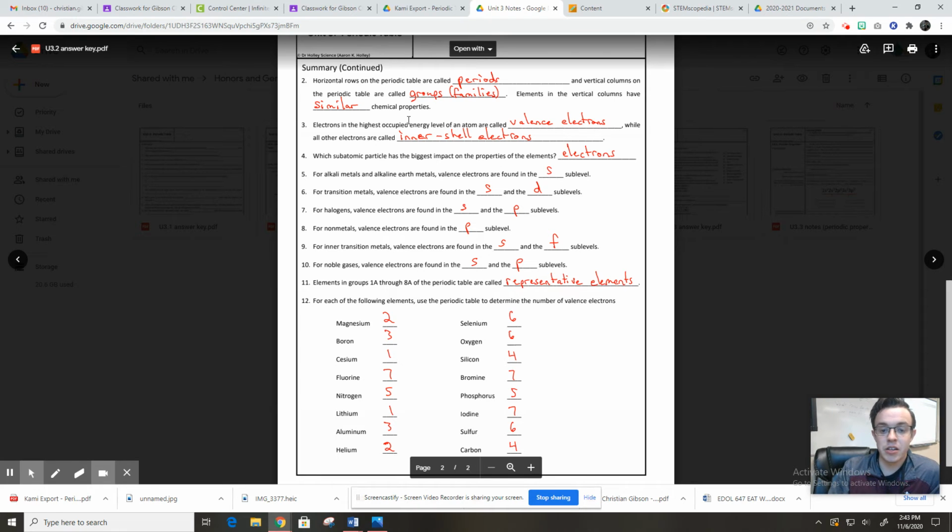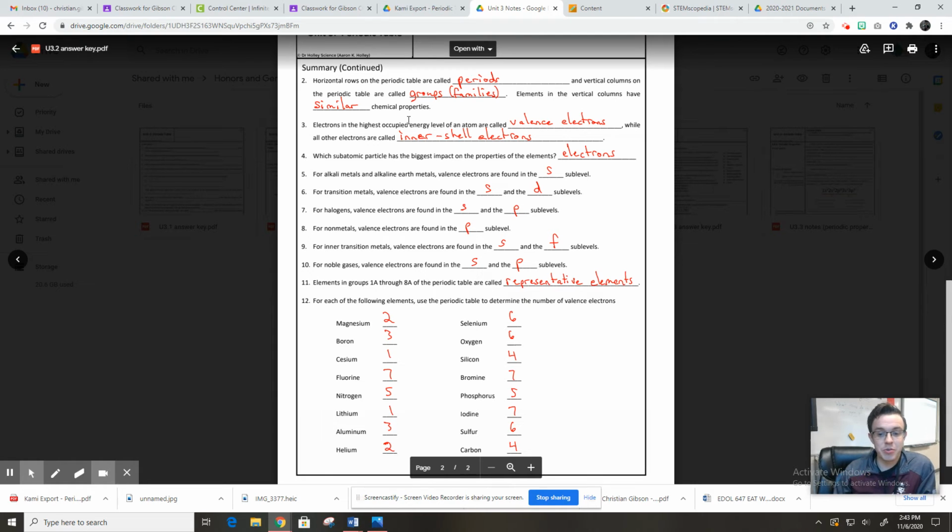Electrons in the highest occupied energy level, we know this already. These are called valence electrons, or the outermost electrons. The electrons that are not valence electrons, or that are on the inner shells, are called the inner shell electrons. So that makes sense, right?